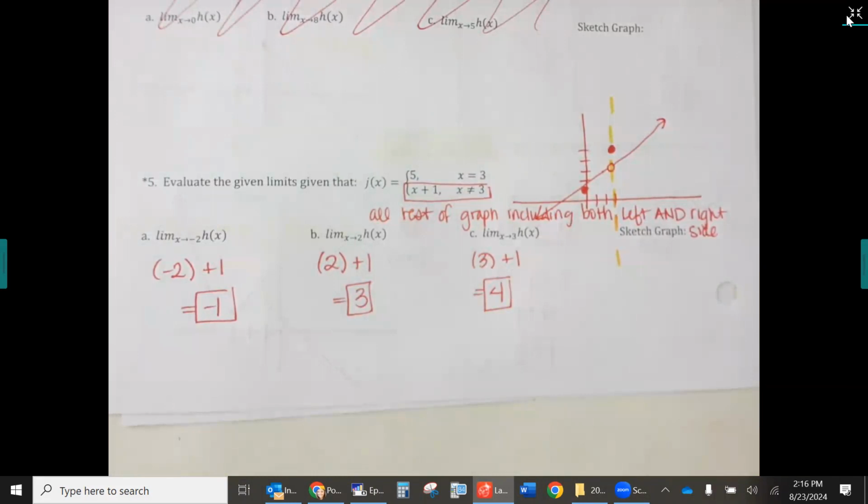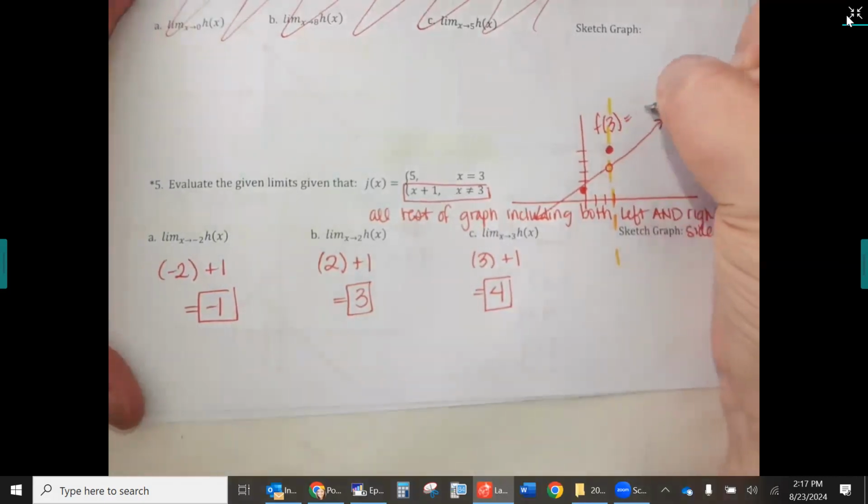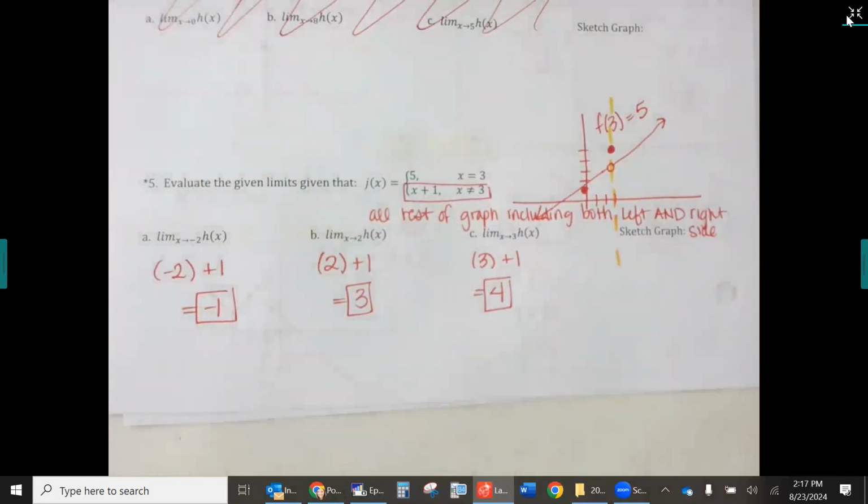Does that make sense? So if you get this type of equation where it's 3 and not 3, the only time you would use the 5 is if it asks you what is f of 3. And then you would say, oh, my closed dot is 5. But your limit at that point is going to be 4. Does that make sense? Okay, so when you're ready, turn the page.